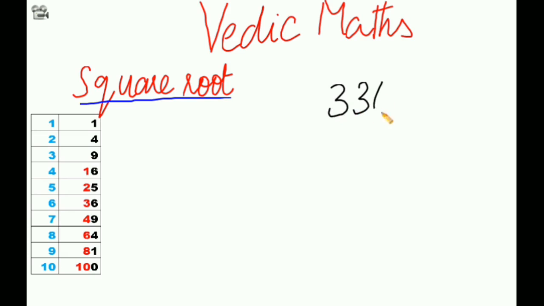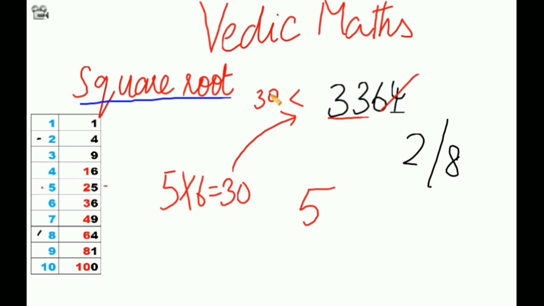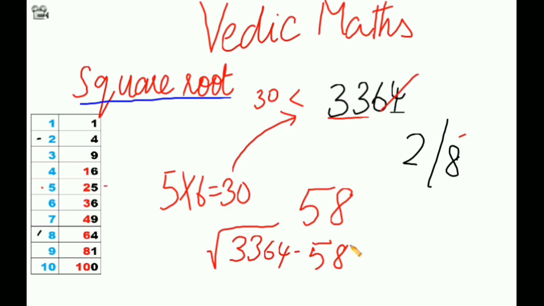Last example. 3364. 4 is the last digit. 4 comes in 2 and 8. Write both. Cut the two digits. Remaining 33. 33 in table. 25 is the lesser. So 5. 5 into 6 is equal to 30. 30 compare with 33. 33 is greater than 30. So you choose 8. 58. So 3364's square root will be 58.